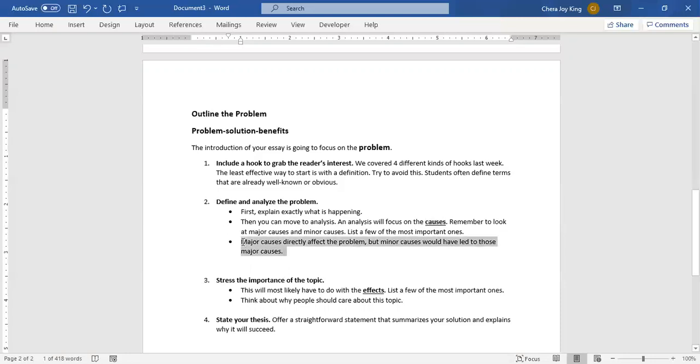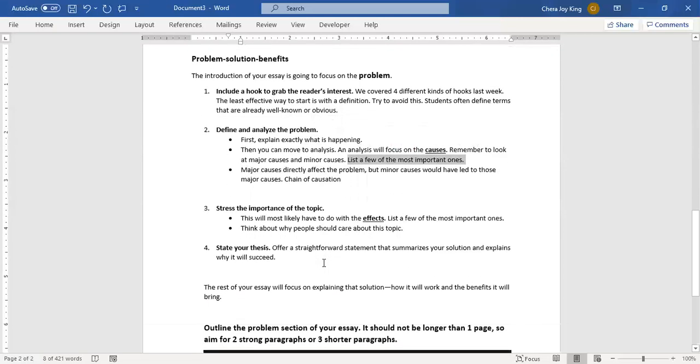I know that sounds a little bit confusing, but if you look at it as a chain of causation, where one thing is causing something else, is causing something else, is causing something else. If you start to trace it back, you can get to those more minor causes instead of just the major causes. Either way, this paragraph is going to list a few important causes why the problem is happening. So what you're focusing on here is what is happening, and then a few reasons why it's happening. This would be a good place to have a paragraph break and start your second paragraph.